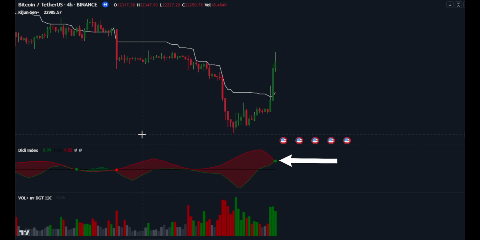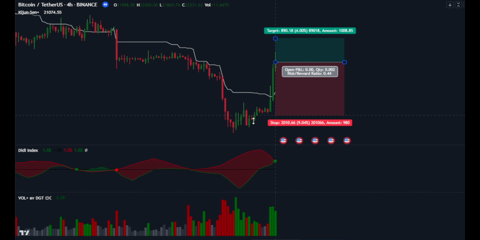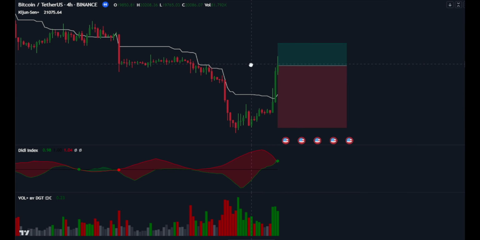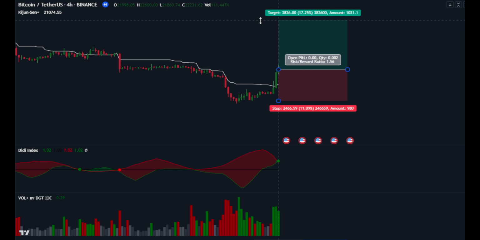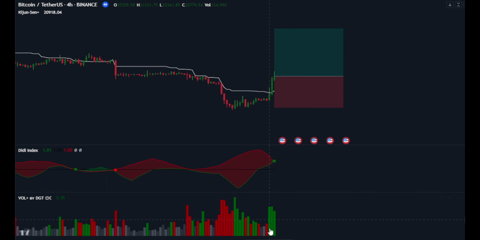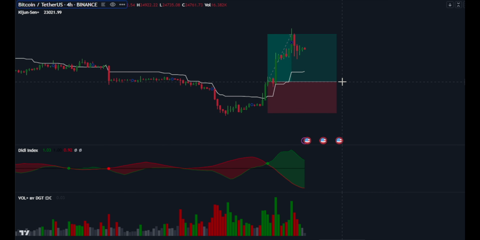This is seen when a green dot appears at the cross. Third, we must have enough volume. That is, that our volume indicator is green. Once these conditions are met, we will open a long trade. We set our stop loss at the closest swing low, and our take profit will be a risk-reward ratio of 1 to 1.5. We see that it was a winning trade.